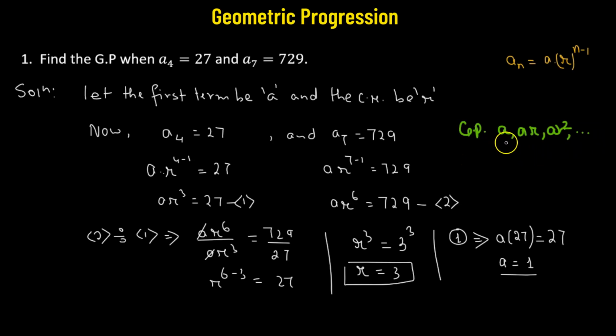So here we have obtained that the first term is 1. So 1 multiplied by 3 gives us the second term, 3. Then 3 multiplied by 3 is 9, the third term. 9 times 3 will be 27. So this is the fourth term. Hence 1, 3, 9 and 27, these are the numbers that are in geometric progression. Let's move on to the next problem.